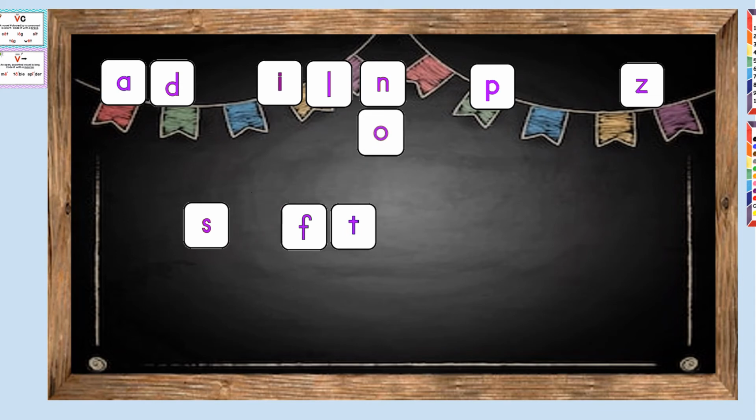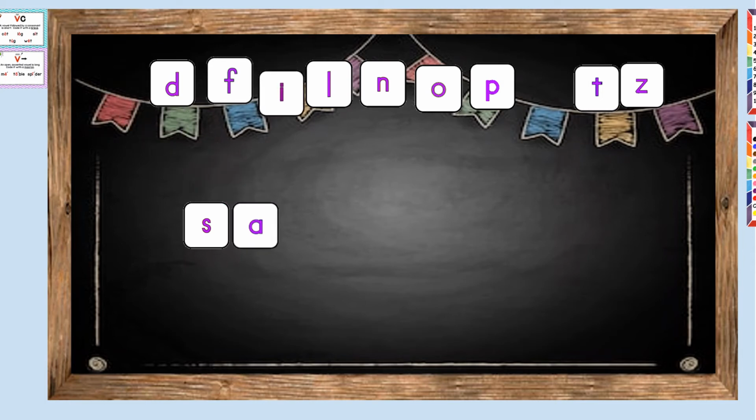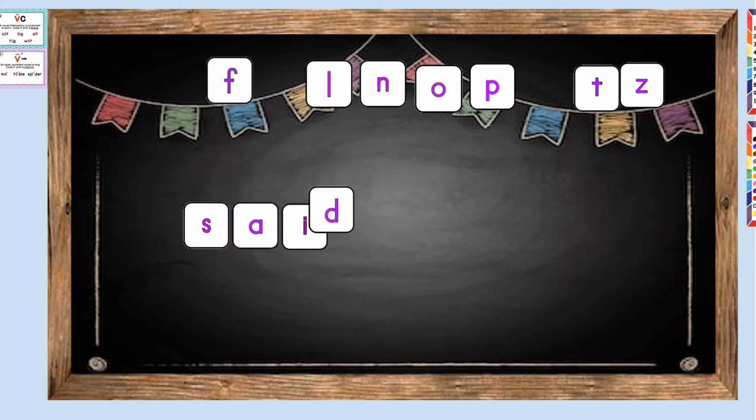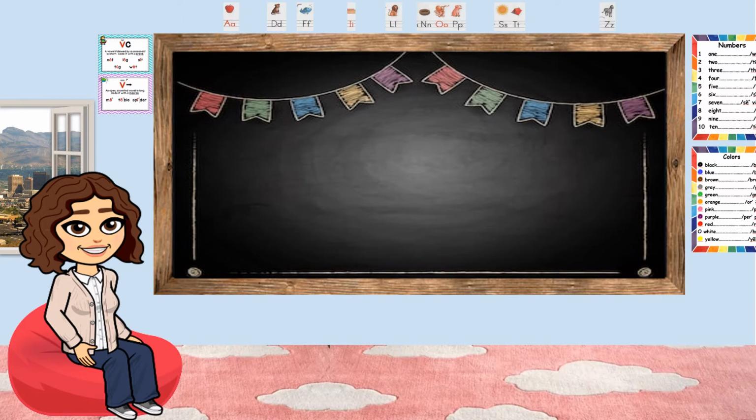All right, now we're going to make one of our sight words. So we are going to make the word said. Make sure you have S, A, I, D. Said. Let's read this word together. Said. Good job. Great job building words today, boys and girls.